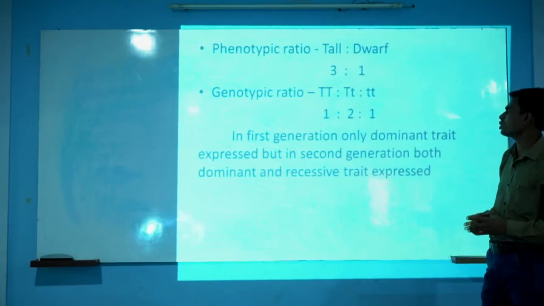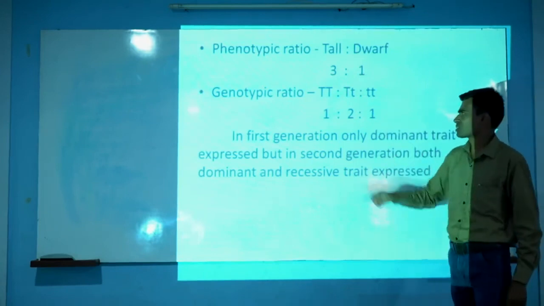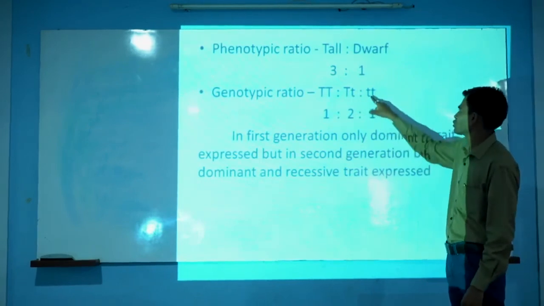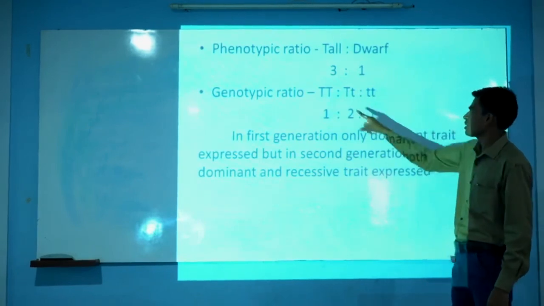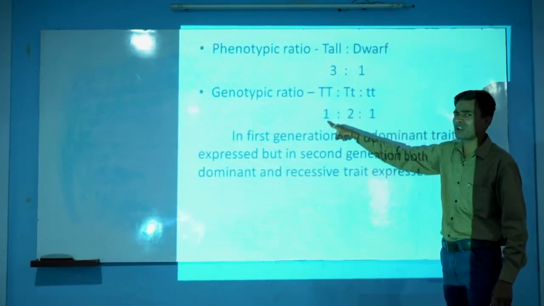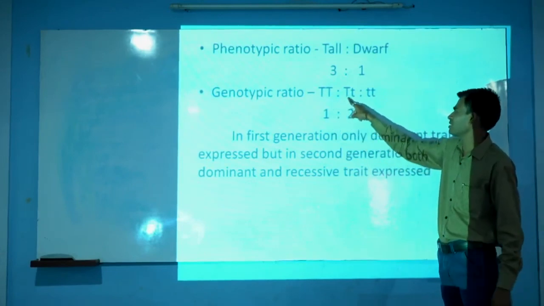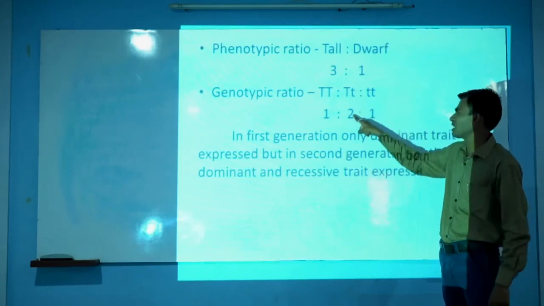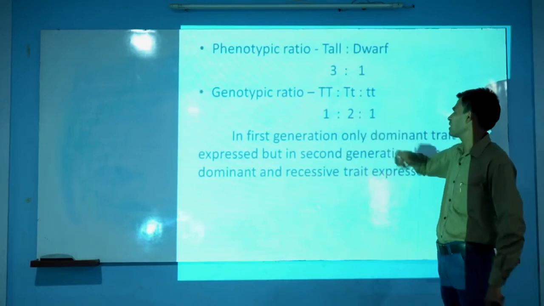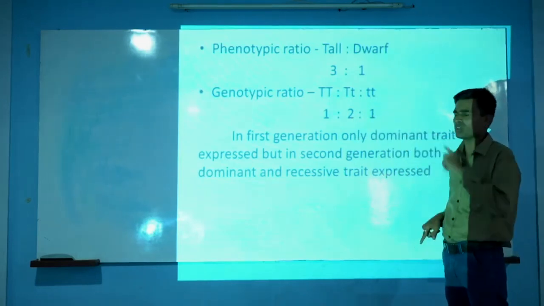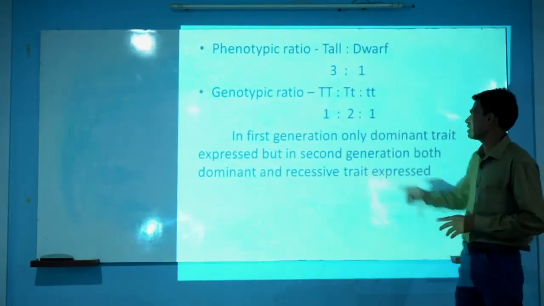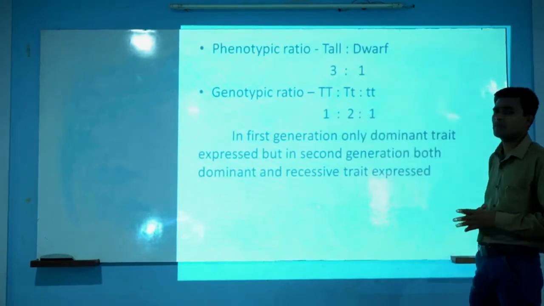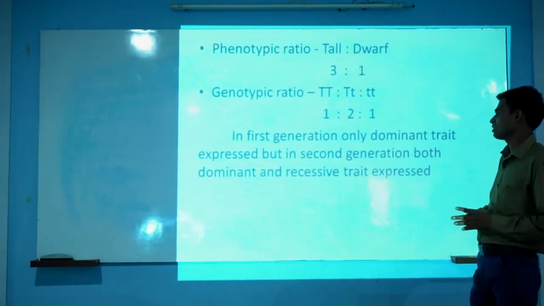Then the genotypic ratio, that is the actual genetic constitution: capital T capital T, capital T small t, small t small t. Capital T capital T, only one plant is there. Capital T small t, second and third plants, that is 2 plants. And small t small t, only one plant. So the genotypic ratio is 1 to 2 to 1. That is the genotypic ratio of the monohybrid cross.